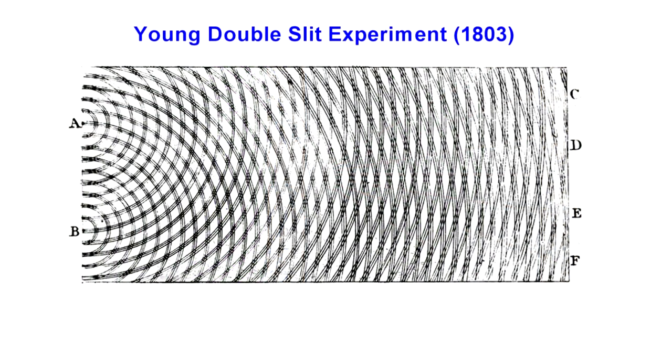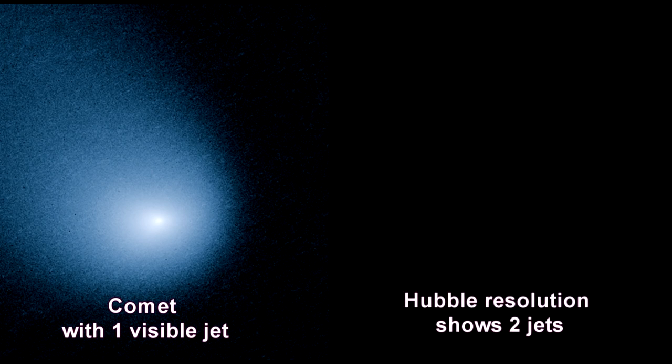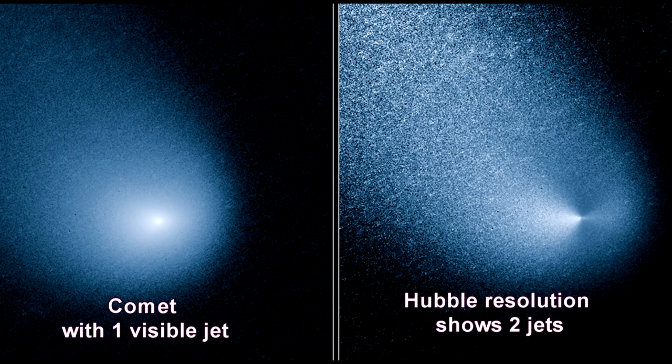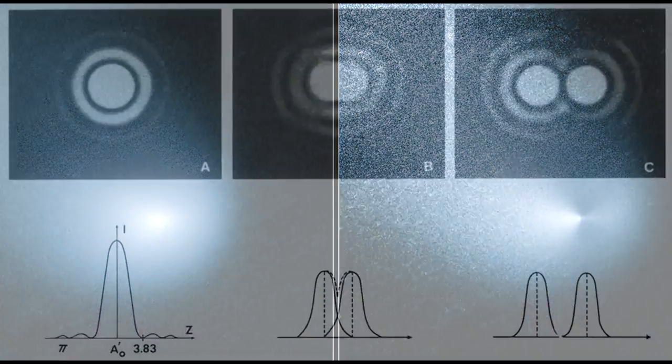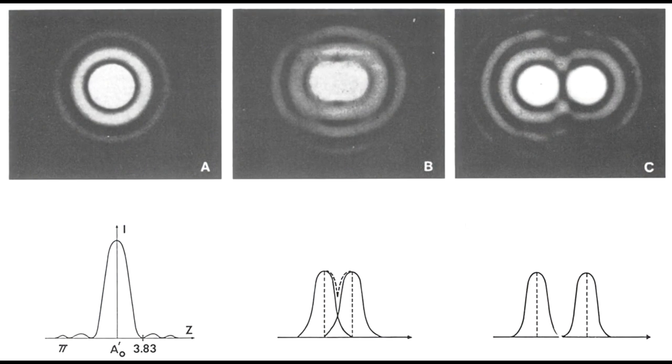Here's his sketch of two-slit diffraction that he presented to the Royal Society in England in 1803. Because of diffraction, instead of seeing points, each point is spread out into a disk called an Airy disk. The resolving power of any optical instrument is its ability to produce separate images for two adjacent points. This resolving power of optical microscopes is about 0.2 micrometers.